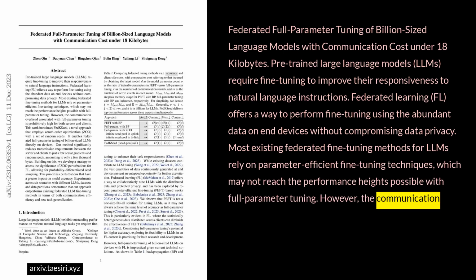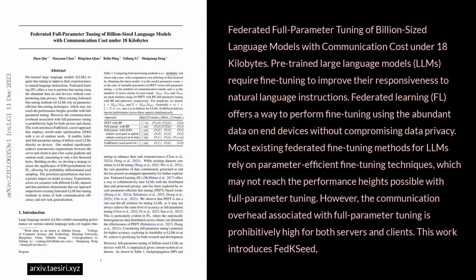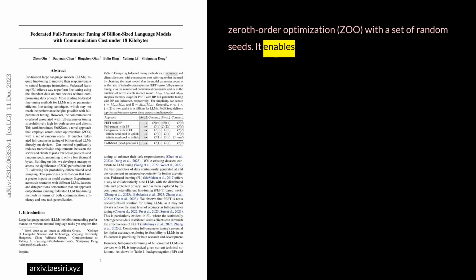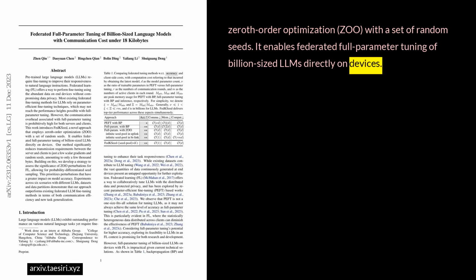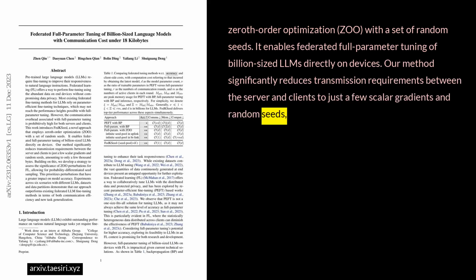However, the communication overhead associated with full parameter tuning is prohibitively high for both servers and clients. This work introduces FedKSeed, a novel approach that employs zeroth-order optimization, ZOO, with a set of random seeds. It enables federated full-parameter tuning of billion-sized LLMs directly on devices. Our method significantly reduces transmission requirements between the server and clients to just a few scalar gradients and random seeds, amounting to only a few thousand bytes.